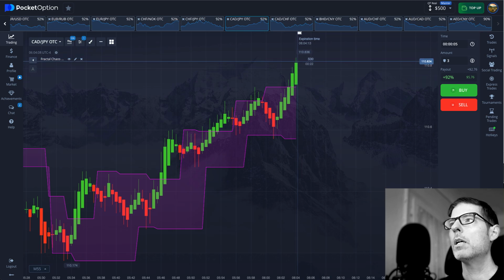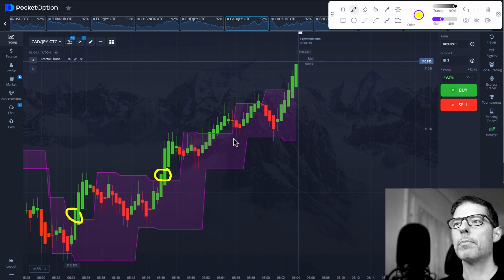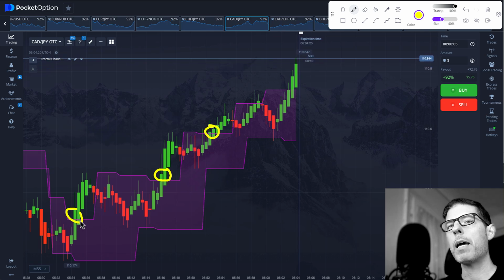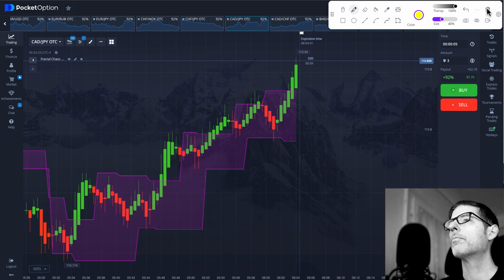But look at that. Beautiful. Here's another one over here. Look at this. And look at this. If it breaks out of the bands, you enter, but you must see a strong push, either up or down. Okay?